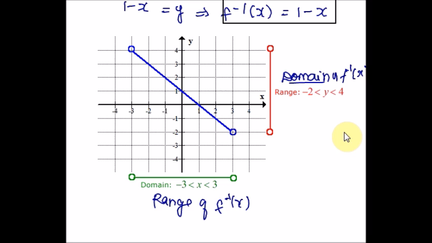Okay, in our following videos we will be discussing how to find the inverses of other types of functions one by one. In case you have any query, you can let me know.